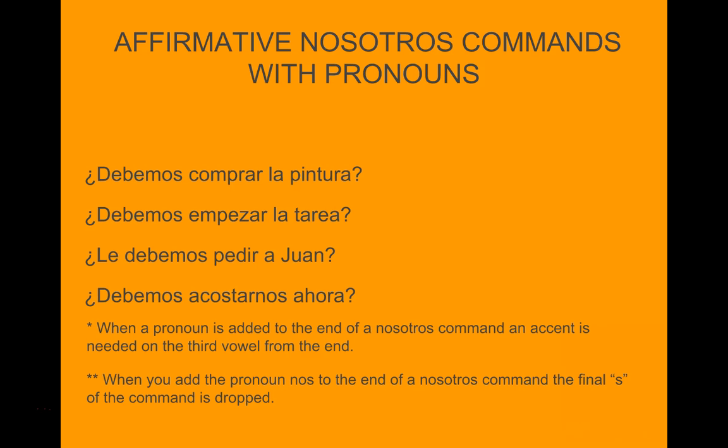So what do we do with pronouns and commands? Debemos comprar la pintura asks, should we buy the painting? And if we want to answer, yes, let's buy it, sí, comprémosla. So when a pronoun is added to the end of a nosotros command, an accent is needed on the third vowel from the end. That is the strong vowel in the third syllable from the end. Comprémosla is how it's pronounced.